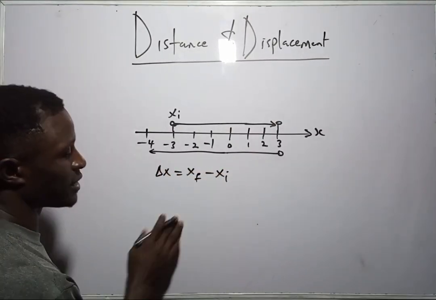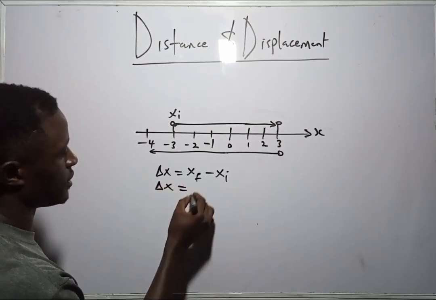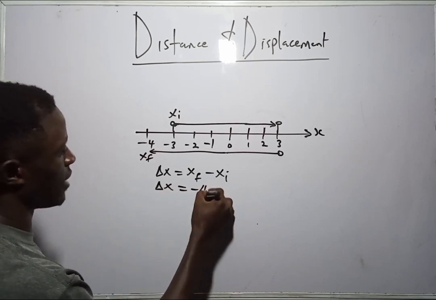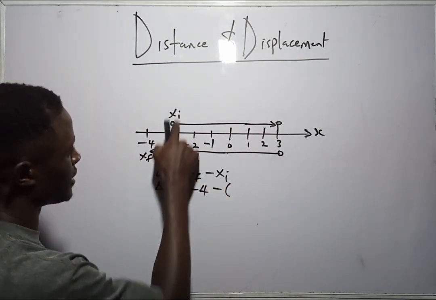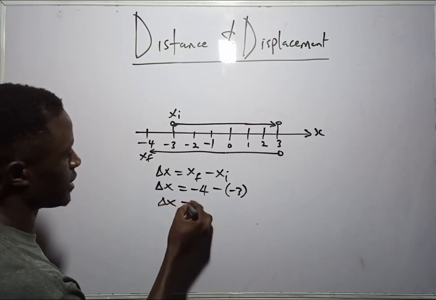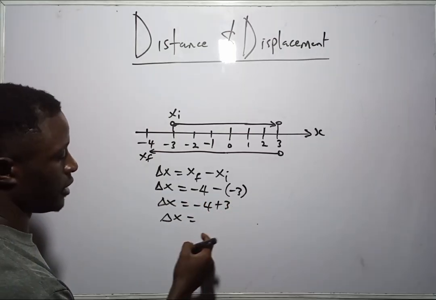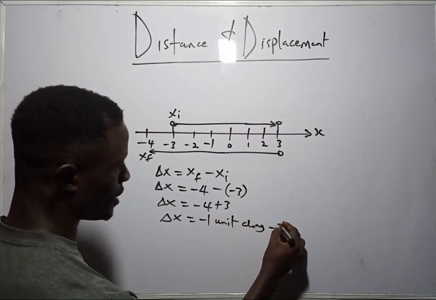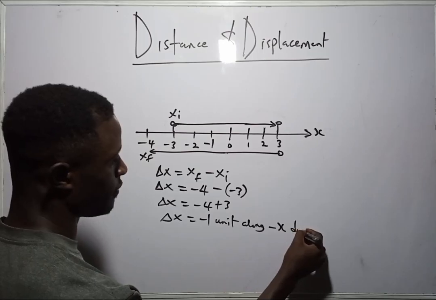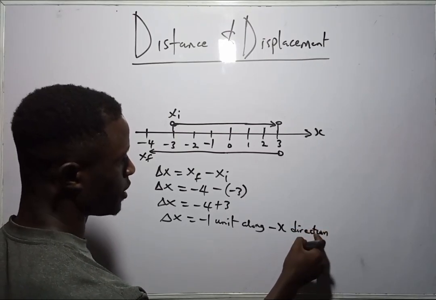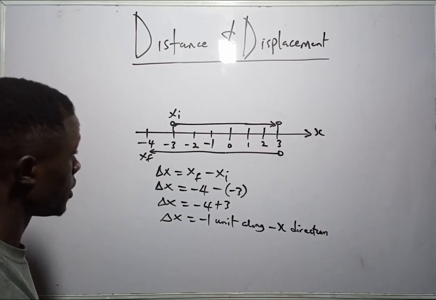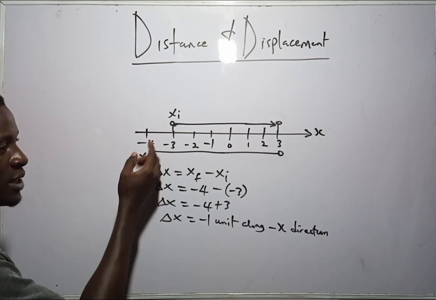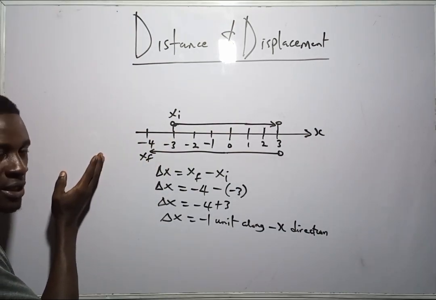Displacement, don't forget, is xf minus xi. Displacement is equal to xf, this place will be my xf. xf is -4 minus open bracket xi is -3. So dx is equal to -4 plus 3, which is going to give us -1 units along negative x direction. So meaning that this was its initial position, and now this is the final position, meaning that it is one step behind the starting point.